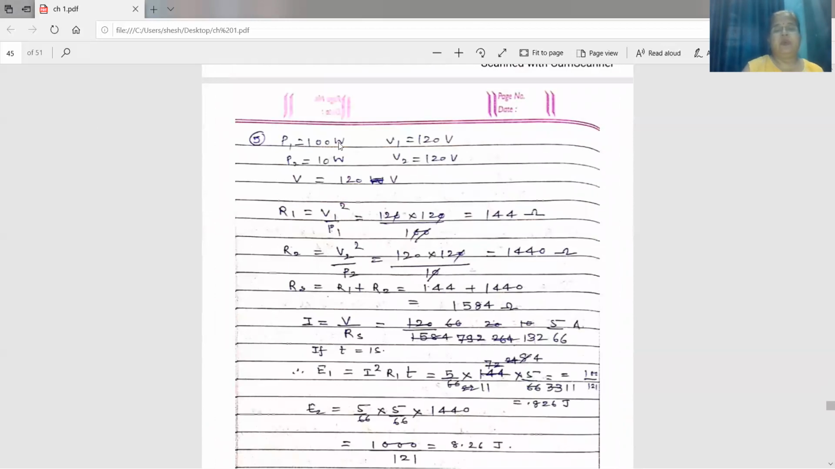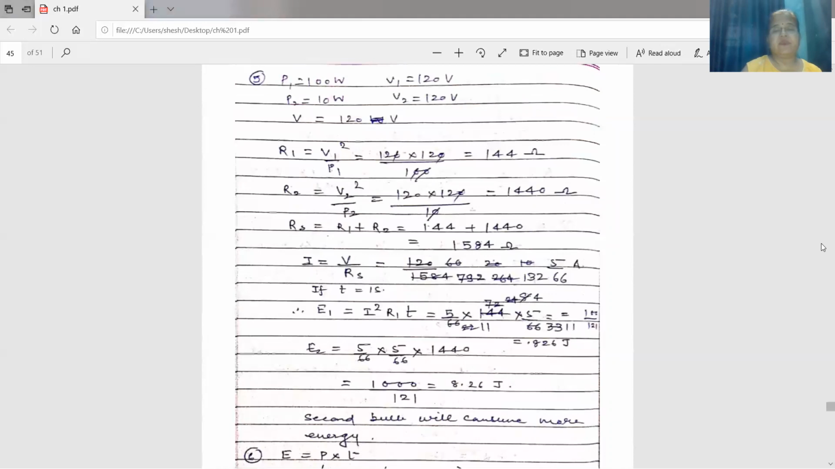Now P1 is given 100 watt, V1 is 120 volt. Find out R1. We know P1 equals to V1 square by R1. So R1 equals to V1 square by P1. Here V1 square is 120 into 120 by P1 is 100. When you solve it, you will get 144 ohm. Similarly, you can calculate for R2. P2 is 10 watt and V2 is 120 volt. So R2 equals to V2 square by P2. V2 square is 120 into 120 by P2. P2 is 10. You are getting 1440 ohm.